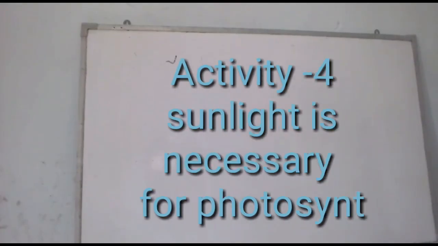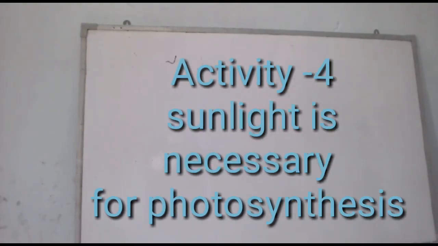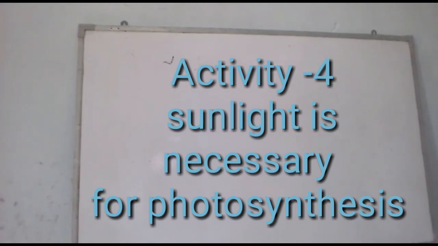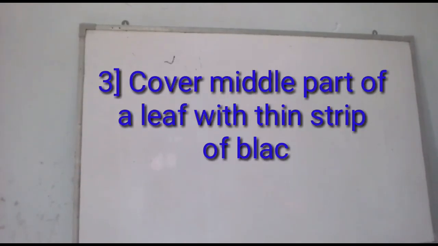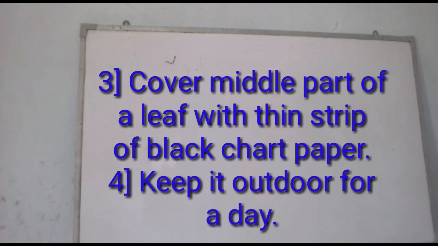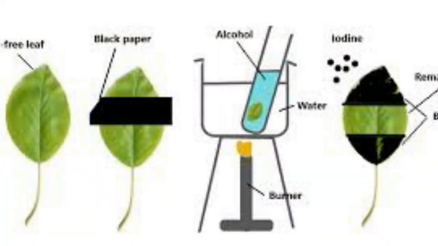Now, we shall do one more activity to show that sunlight is necessary for the plant to make food. Steps: take a potted plant with green leaves. Then select a leaf of the plant. Take a thin strip of black chart paper and cover the middle portion of the leaf. Now leave the plant outdoors for 24 hours, meaning keep that plant for a day in the sunlight. Next day pluck the covered leaf. Now what will you see?